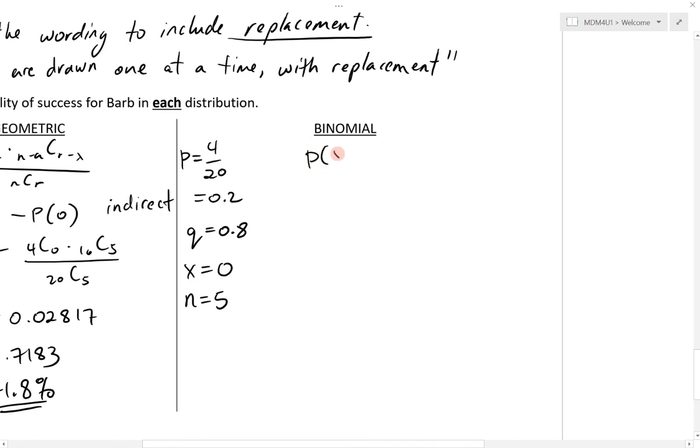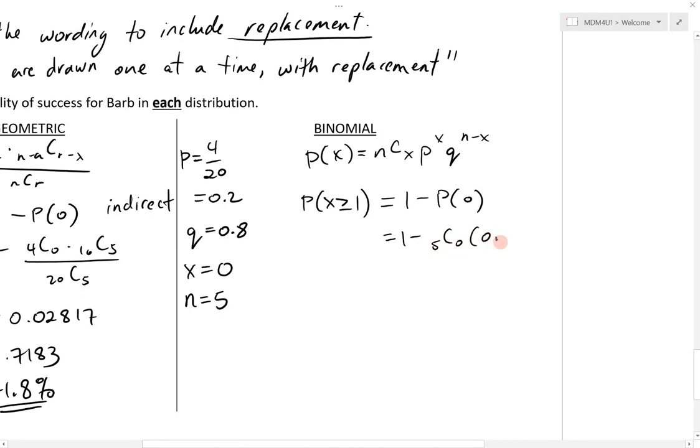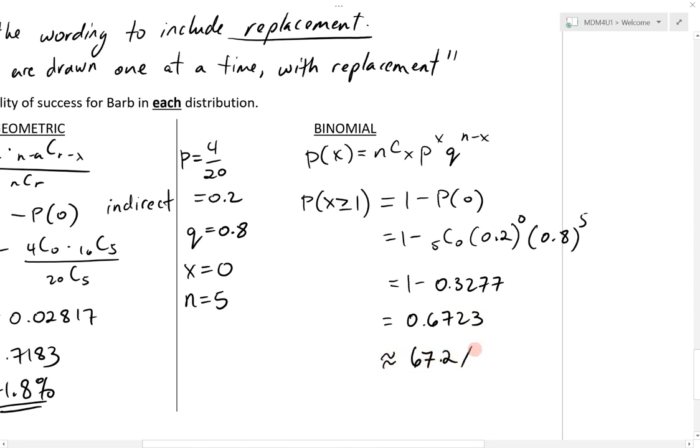So the binomial formula is n choose x, p to the power of x, q to the power of n minus x. Okay, so the probability of choosing at least one or more is equal to 1 minus the probability of not choosing any of your friends. And so that's going to be 1 minus 5 choose 0 times 0.2 to the power of 0 times 0.8 to the power of 5. Okay, and so that's going to be 1 minus 0.3277, and that's going to be 0.6723, or 67.2%.